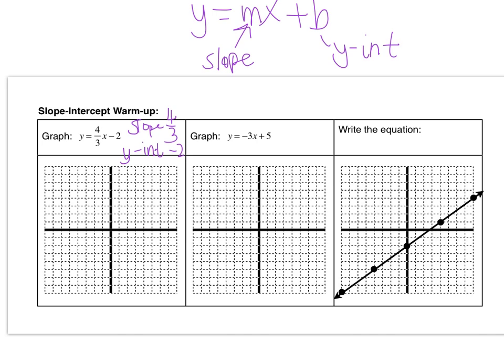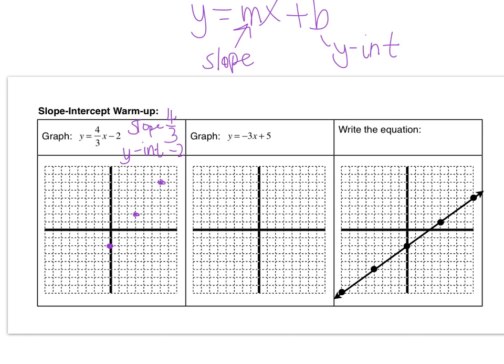So when I'm graphing this, I'm going to start by plotting the y-intercept, which is at -2, and from there I count out the slope to find more points on the line. So it's rise 4, 1, 2, 3, 4, and run 3, and then I'll put the next point on my line, and then I'll rise 4, and run 3.